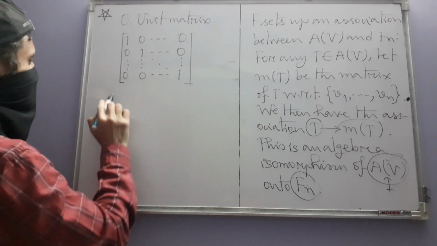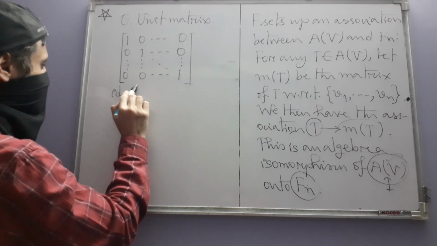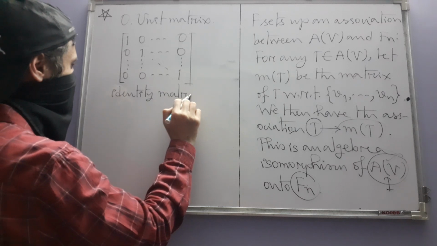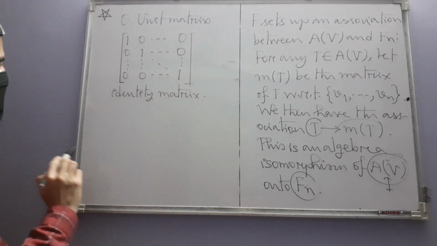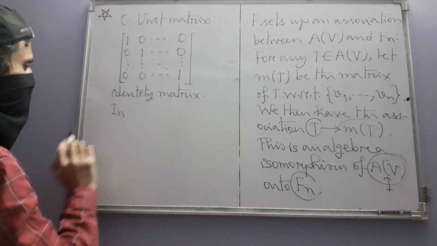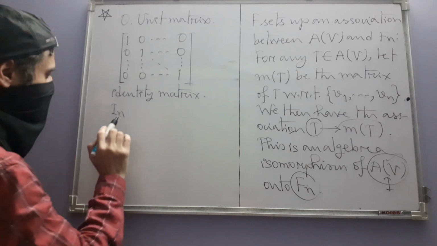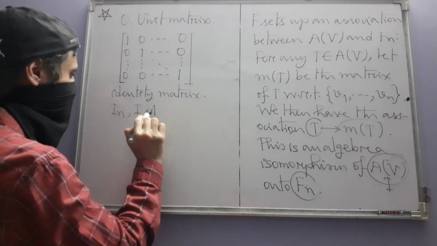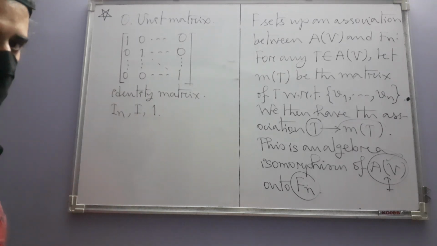And this matrix is sometimes also called the n by n identity matrix. It is denoted either by I_n if you want to emphasize the n, but if n is understood, simply by I, or sometimes even by 1 also. Okay.